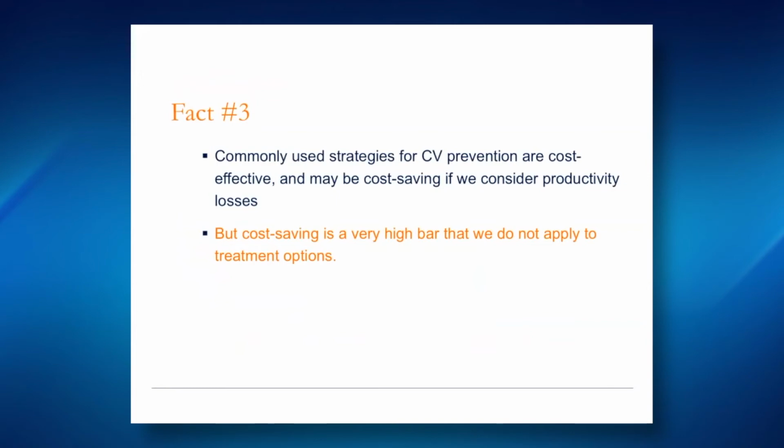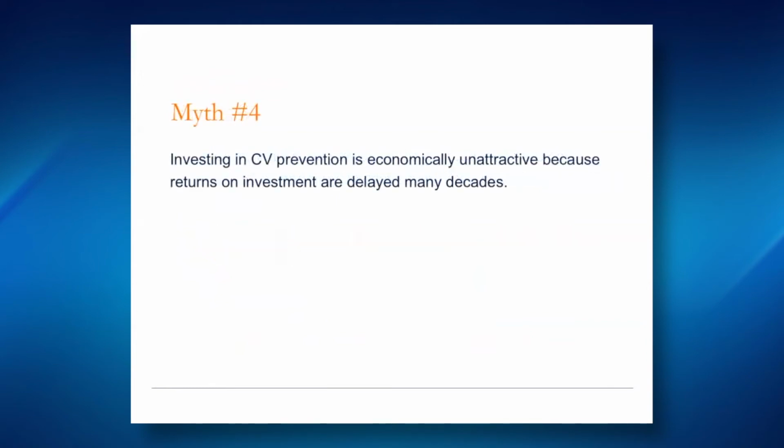And as you'll hear later in the afternoon from Margot's talk on housing interventions, this is an unfair bar, and we should be willing to spend the same amount of money to buy health, whether it comes from prevention or treatment. All right, myth number 4. Investing in cardiovascular prevention is economically unattractive because returns are delayed, right? So you invest in the health of adolescents and then you see improvements later in life.